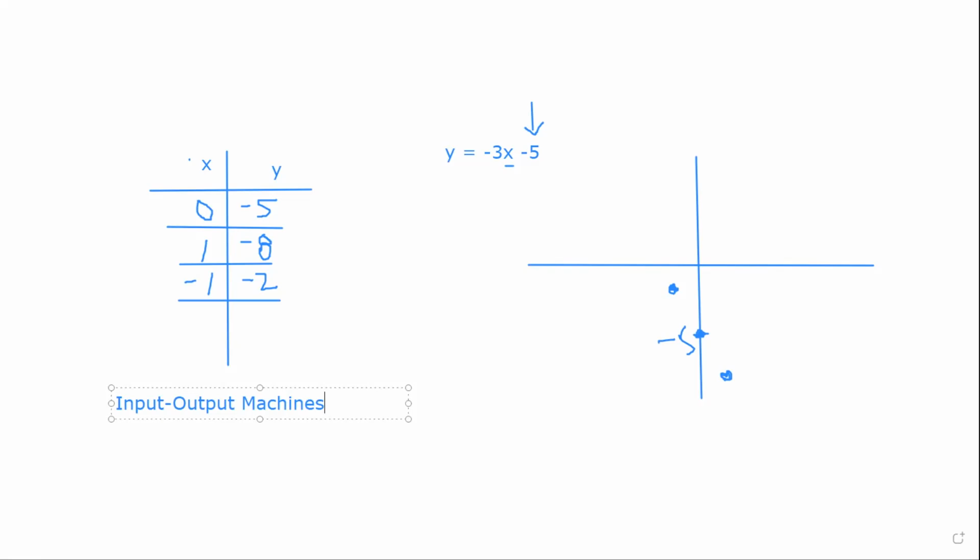So that's part of the reason why these things sometimes get called input-output machines. Because the output depends on the input. Questions so far? All right. We'll go back to these examples.